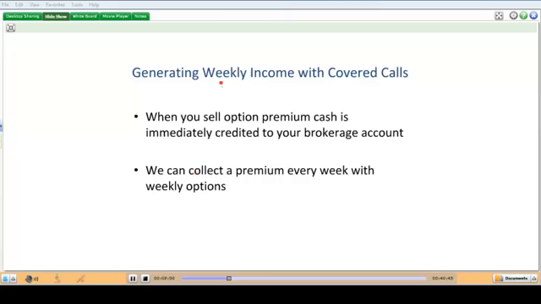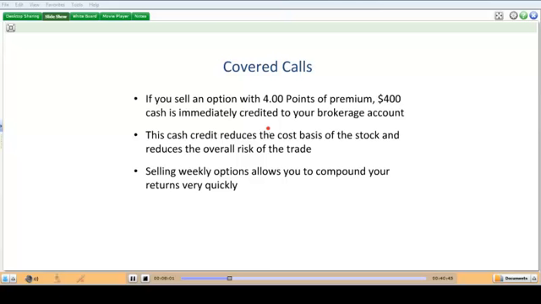And for example, if you sell an option that has 4 points of premium, then $400 in cash is immediately credited to your brokerage account. And this cash credit reduces the cost basis of the stock and reduces the overall risk of the trade. So selling weekly options allows you to compound these returns very quickly, and I'll show you some examples of that.